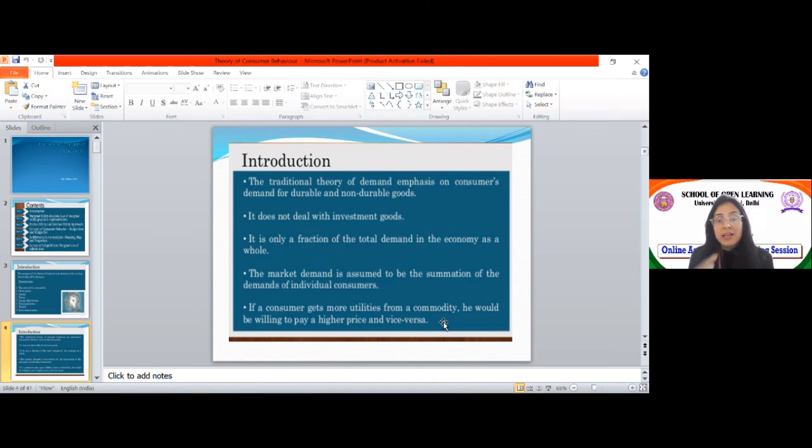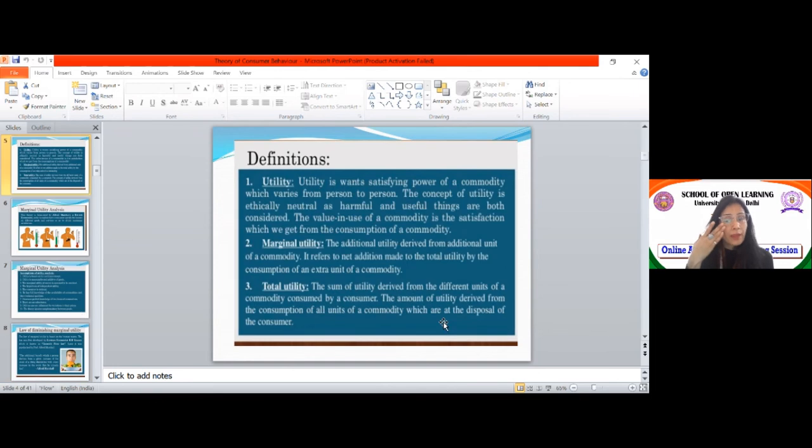So if a consumer gets more utility from a commodity, he would be willing to pay a higher price, or vice versa. It depends upon the satisfaction level we draw from consuming one unit of a commodity. That will depend upon the satisfaction we are drawing, and we will be willing to give that much price. If we know that we are getting more satisfaction, then we will be willing to give more price for that commodity.